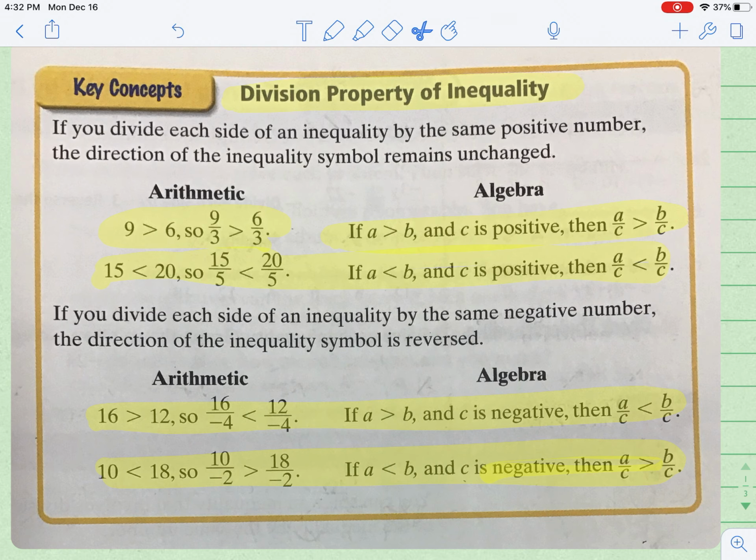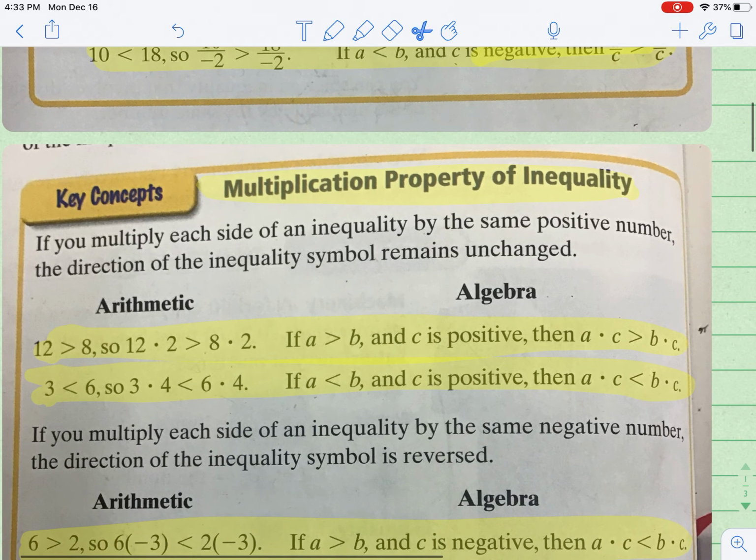And the same if 10 is less than 18, then 10 divided by a negative number is now greater than 18 divided by a negative number. Once again, the smaller negative is actually the larger value.